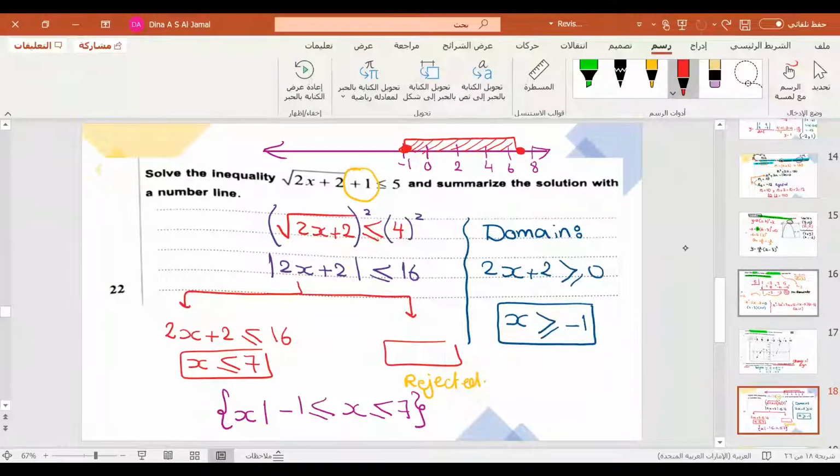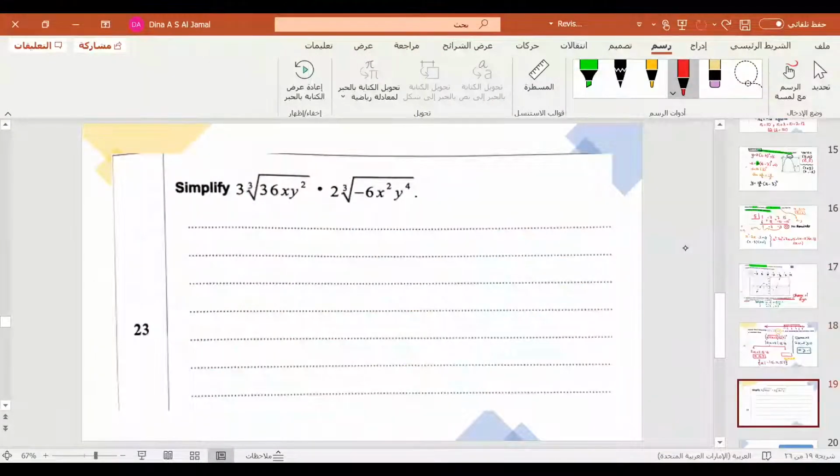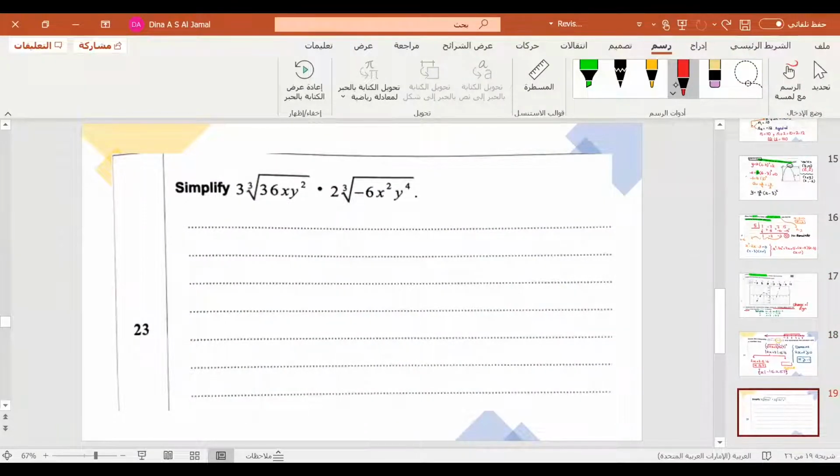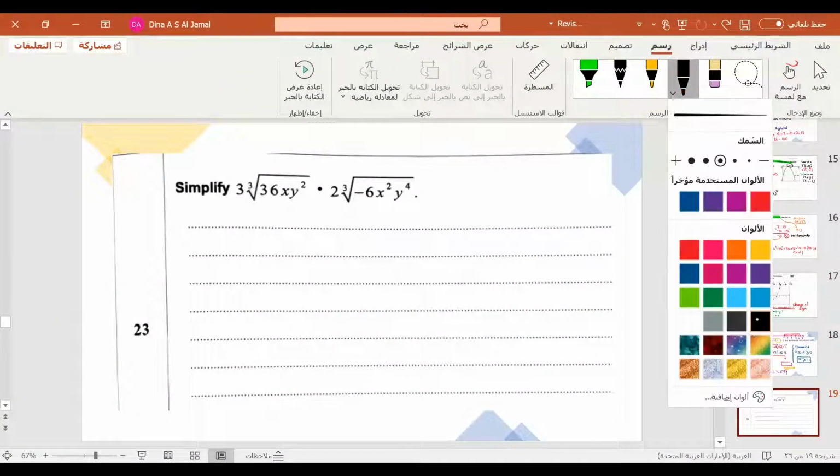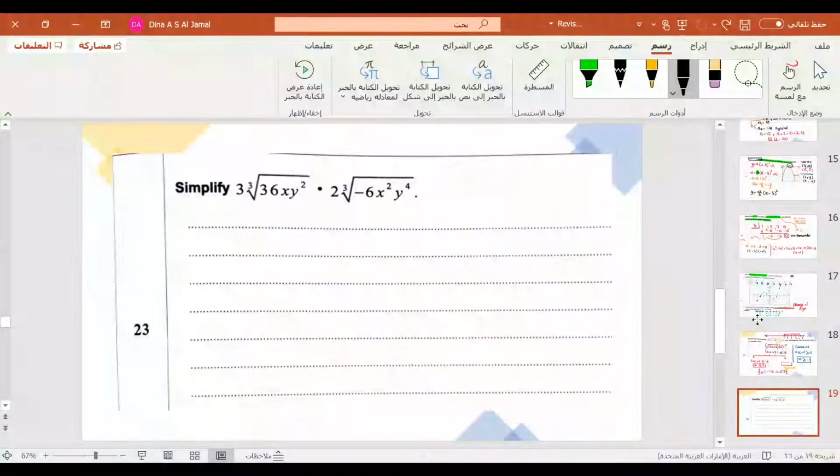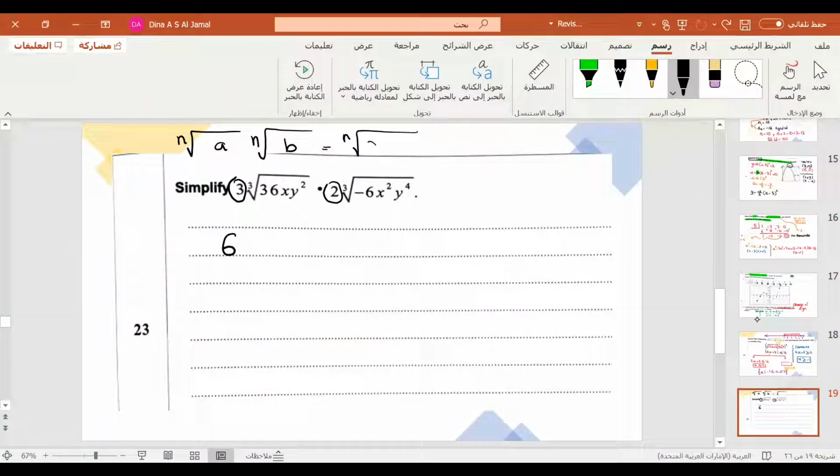That's it. So I would like you to focus on this and watch the other video. Then, lastly, let's solve this question together. Simplify. This is the last question in your exam. Simplify, and he is giving you these two expressions multiplied by each other. So, first of all, let's think of the 3 and the 2. Multiply them from the beginning, 6. And whenever you have the same radical sign, the root of A times the root of B, you can just combine them together, the root of AB.